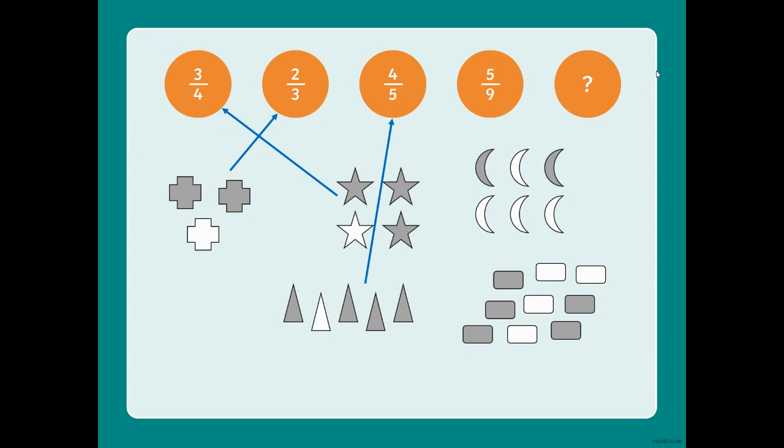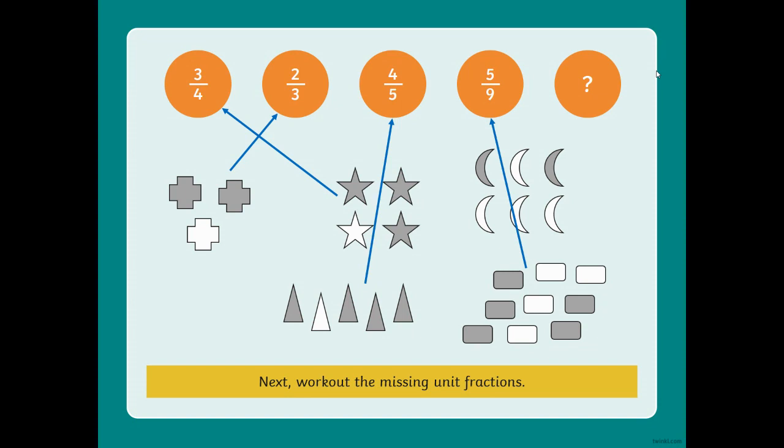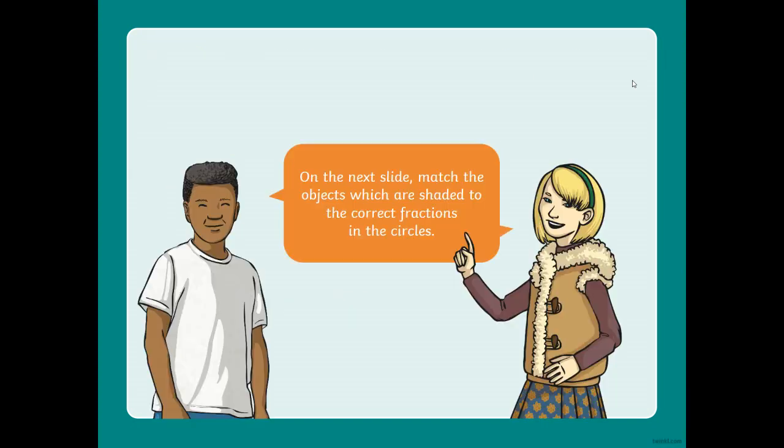The triangles are 4/5 because 4 out of 5 are shaded. The rectangles are 5/9 because 5 out of the 9 rectangles are shaded. And finally, the moons. 2 out of the 6 moons are shaded, so 2/6 represents the fraction of the moons that are shaded.